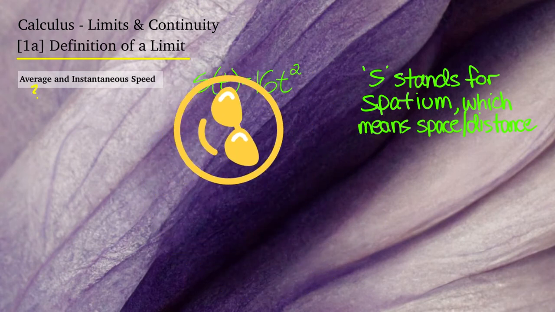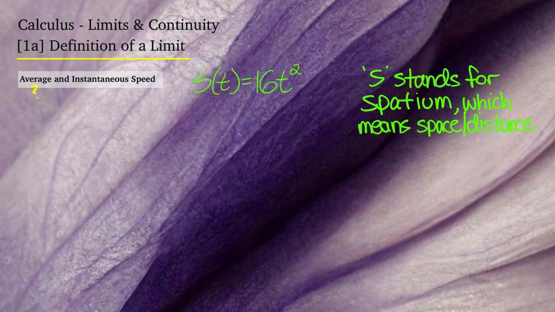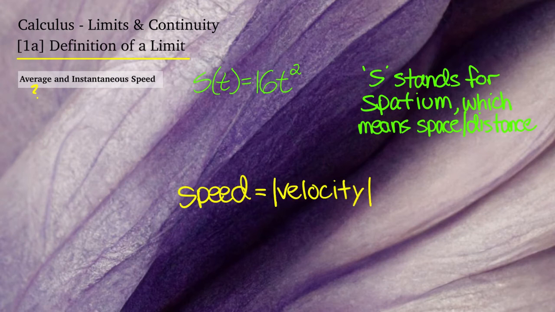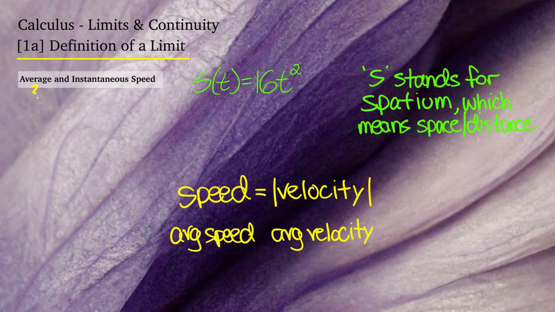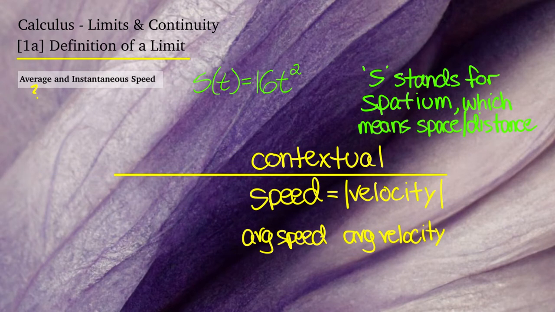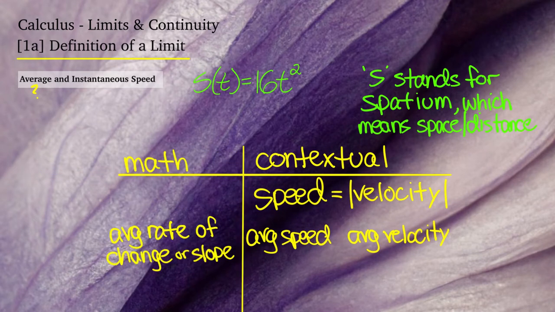So how do we find average speed? Well, that makes me wonder, what is speed to begin with? Speed is the magnitude of velocity. So speed gives us the intensity of the velocity without direction. But I want to make sure that you know that average velocity and average speed are just contextual applications of average rate of change, or slope.